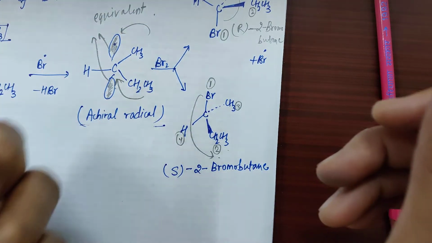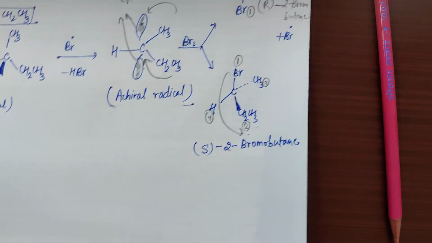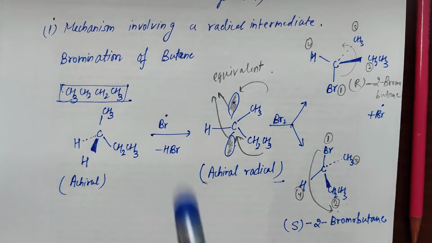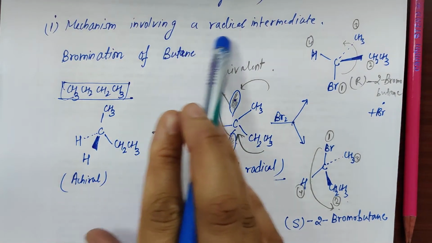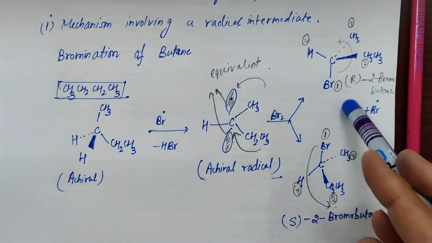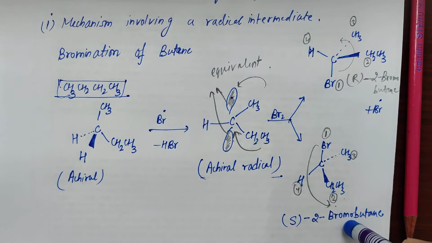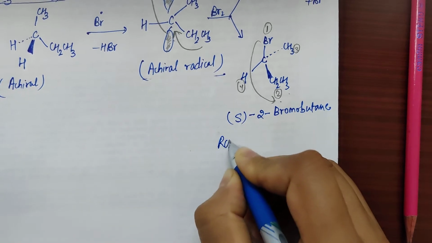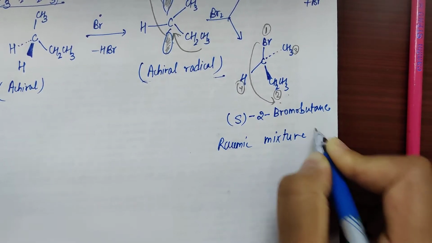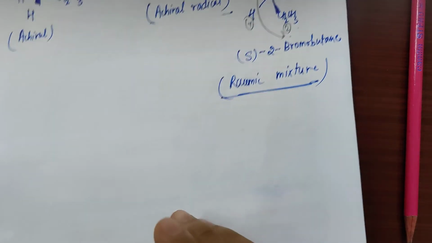Okay, and you can assign the nomenclature. So this was the one example in which the mechanism was involving a radical intermediate, and there was a possibility of formation of both the enantiomers in equal amounts. So here you are getting a racemic mixture. Okay, here a racemic mixture is obtained.